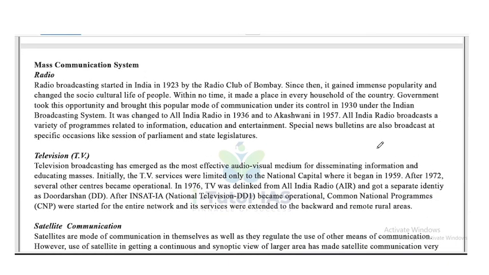Next one is the mass communication system. So what do you mean by mass communication? It means there is a mass of people, not personal.